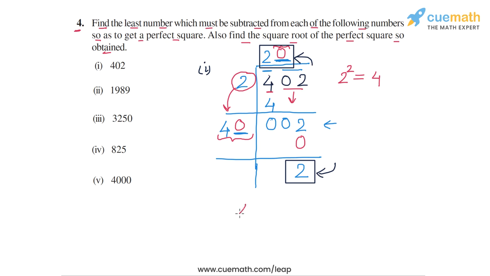And you can verify this from the original number 402. If you subtract 2, you get 400, which is a perfect square because the square root of 400 is equal to 20. So the answer to the first part is the least number that you can subtract is 2, and the square root of the number so obtained will be 20. This is the answer for part 1.